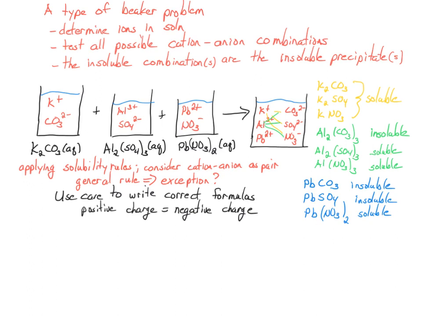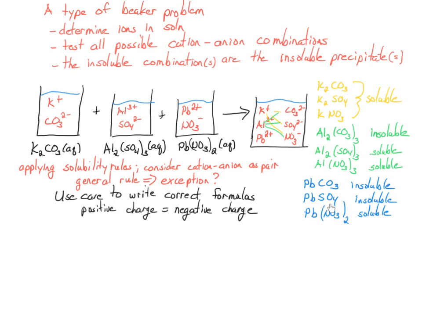I want to take a moment to remind you to use care to write the correct formulas, so that you have the right combination of ions. Lead's 2+, carbonate's 2-. So this is the appropriate formula for lead carbonate because the number of positives equals the number of negatives. Solubility: lead carbonate is insoluble. Most carbonates are insoluble. Lead's not any exception.